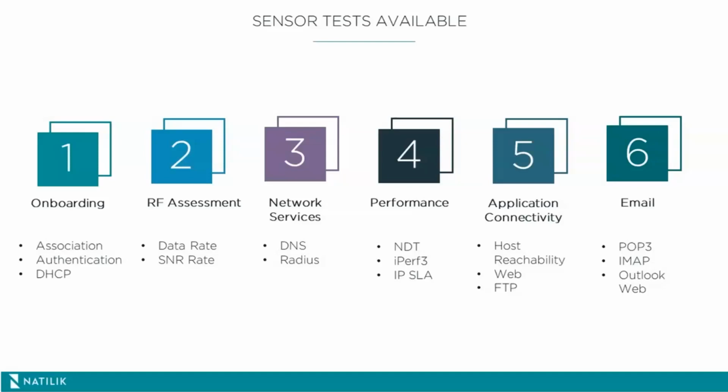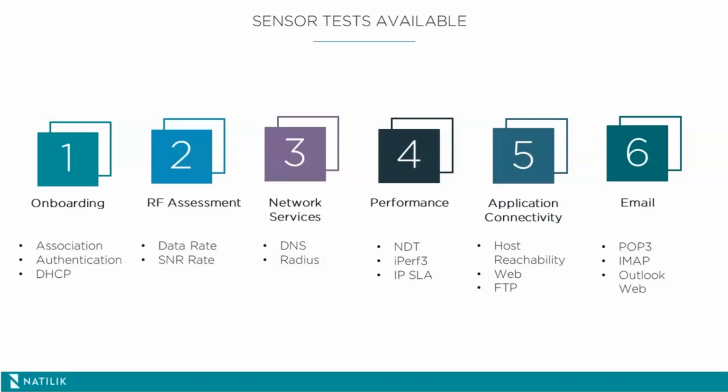And again, if there's no anomalies or any outliers in those tests, then the sensor will mark the RF assessment as a pass, and so on and so forth. So with network services, we can check DNS, resolve FQDNs, and make sure our DNS servers are working. We can connect as both a RADIUS client and an authenticator, pretending to be a wireless LAN controller, to make sure that our RADIUS servers are operating as they should be. And then there's various other performance, application connectivity, and email tests.